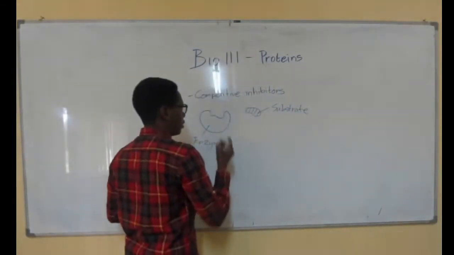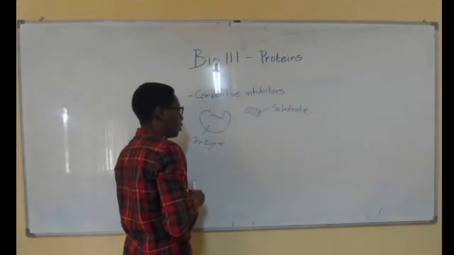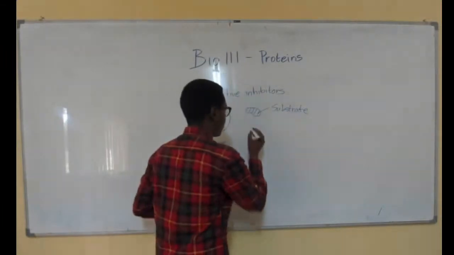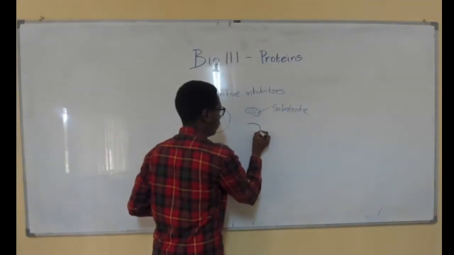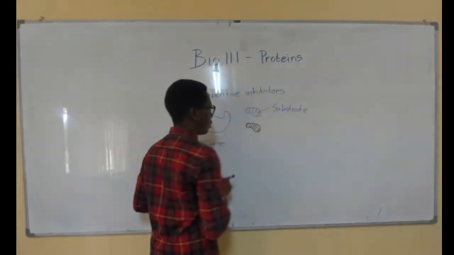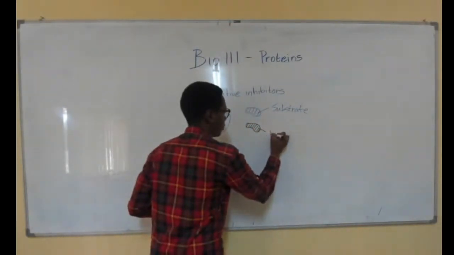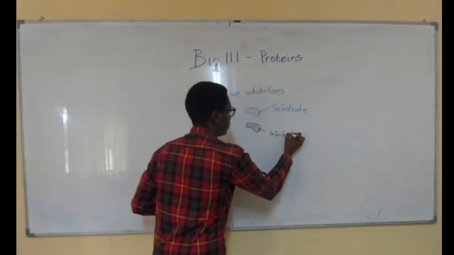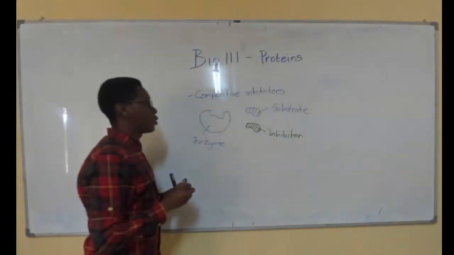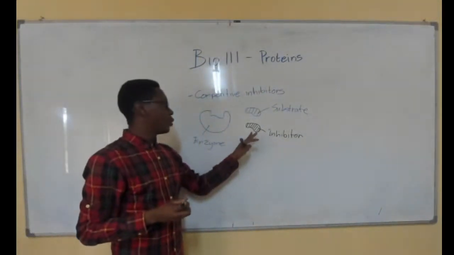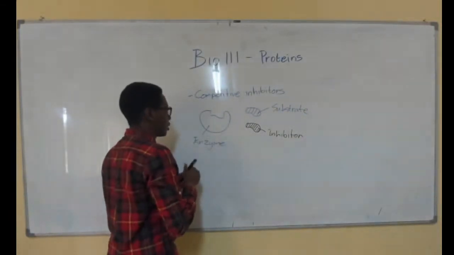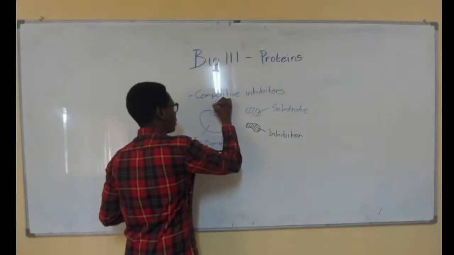Okay, so competitive inhibitors are going to have the exact shape of the substrate. They are called competitive inhibitors because they'll compete with the substrate for the active site.